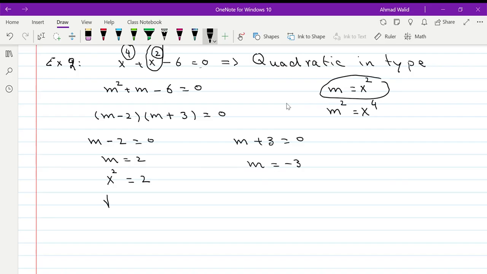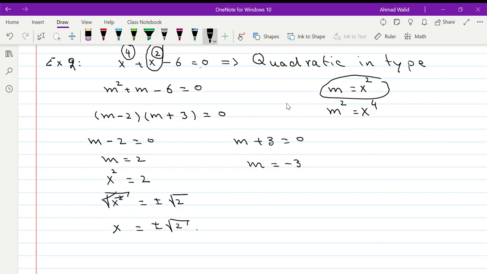Take the square root from both sides. Square root of x squared equals plus minus square root of 2. Here, square cancels out with radical, then x equals plus minus radical 2. Or you can use your calculator. It's not necessary to give me a decimal number. Plus minus radical 2 is okay.